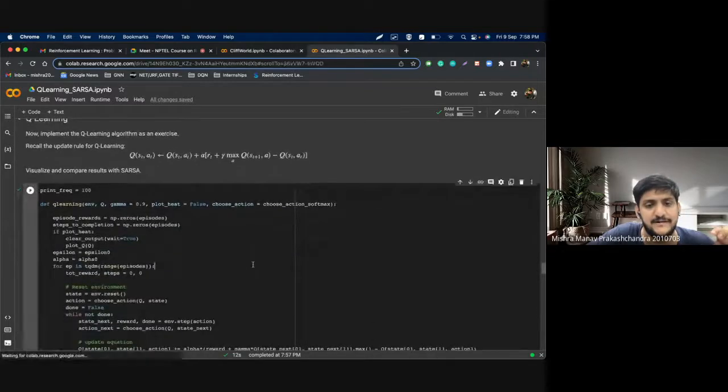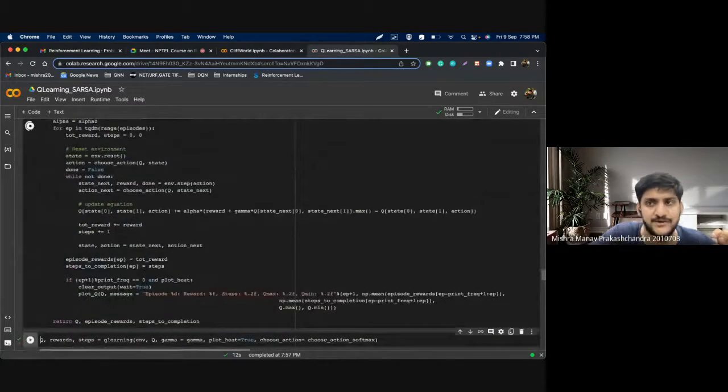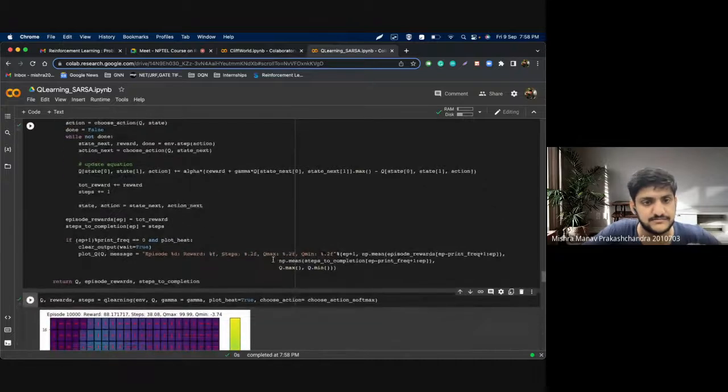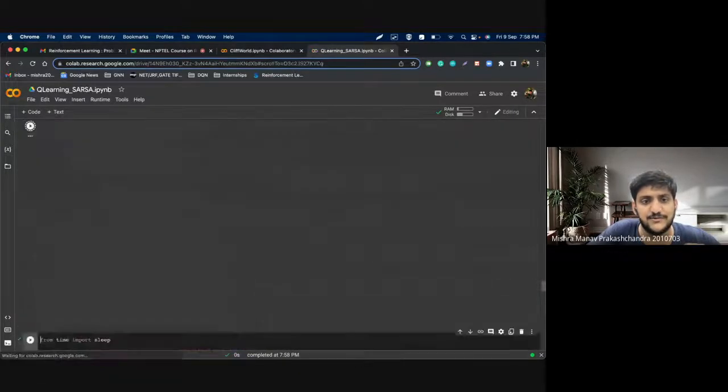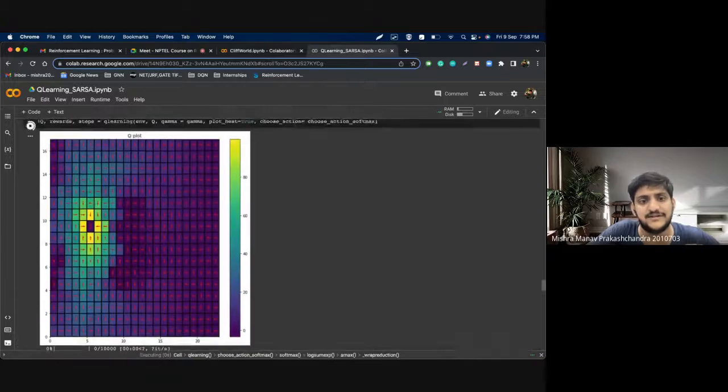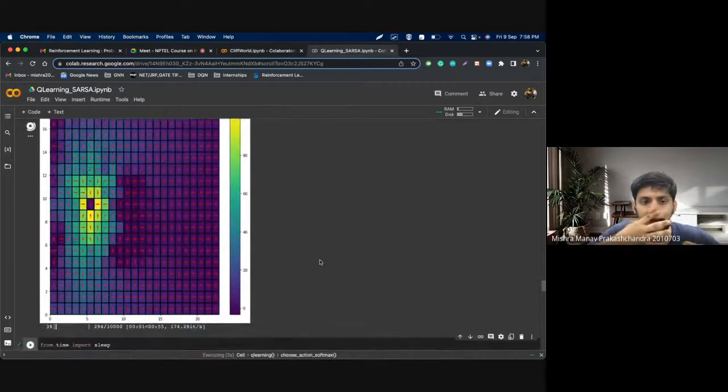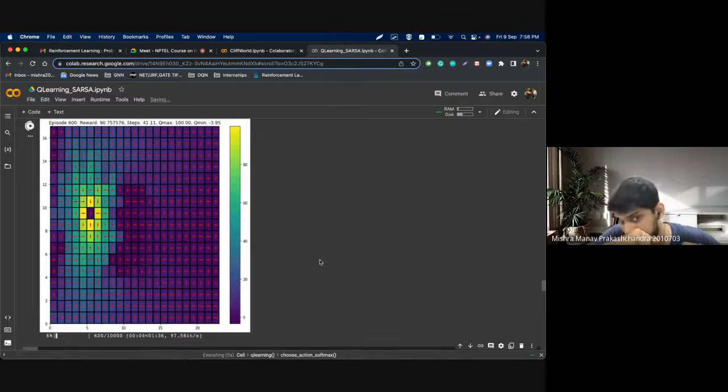Similarly, for Q learning, since we're solving for the optimal Bellman equation, it will try to select the optimal path rather than the safest path, right? So this will take 1 minute.